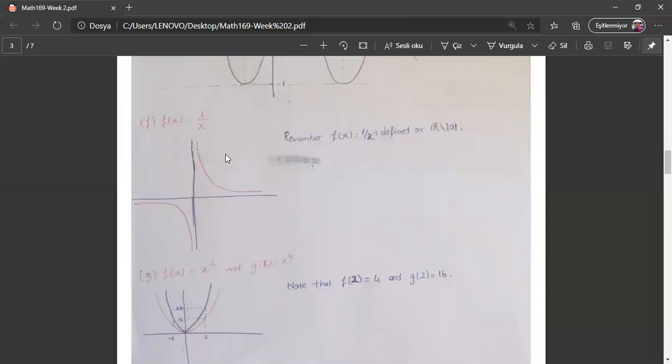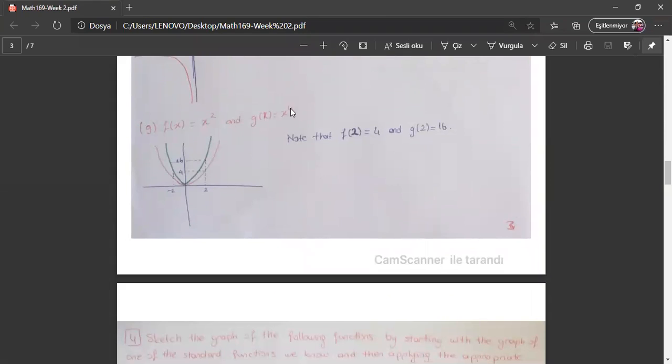Another function is 1 over x. Its domain is all real numbers except 0, as I denoted here. And its graph is these red curves.